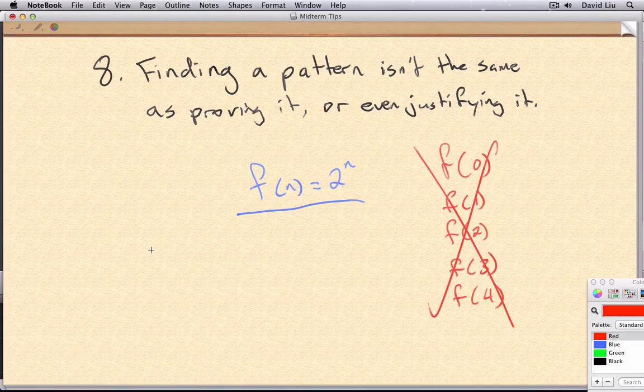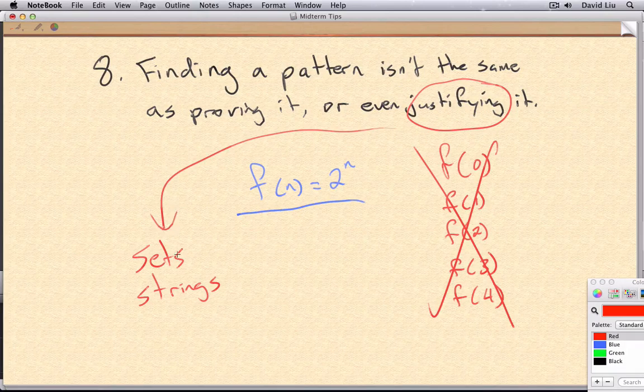And in particular, when we ask you questions about sets or about strings, the justification that we're looking for has to do with the sets or the strings, not about the pattern that you found, not about the small values that you tested.